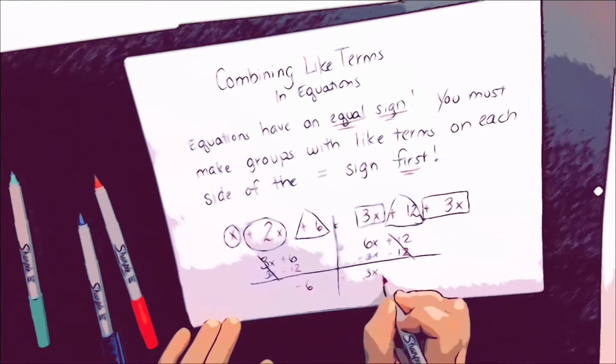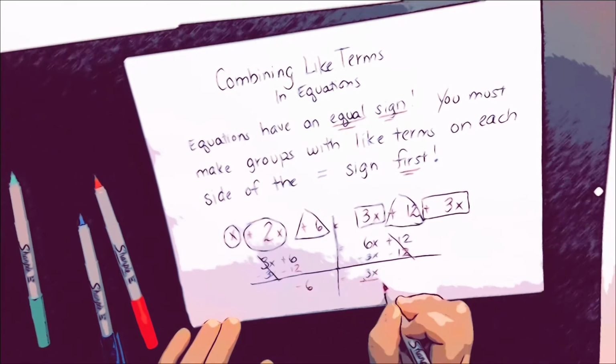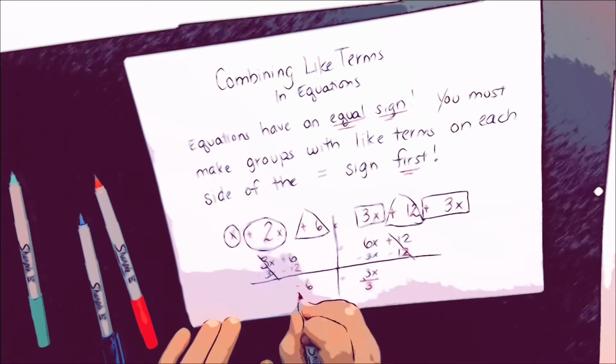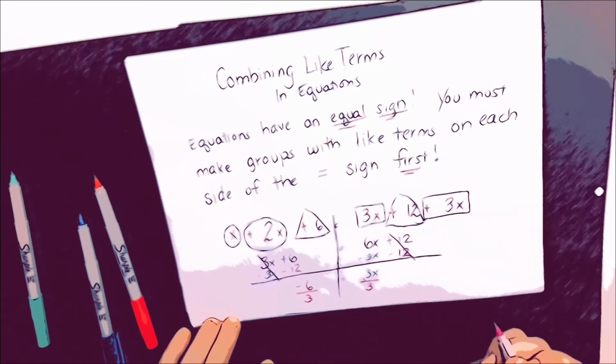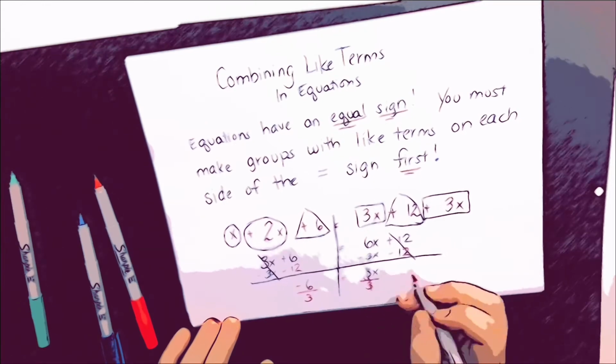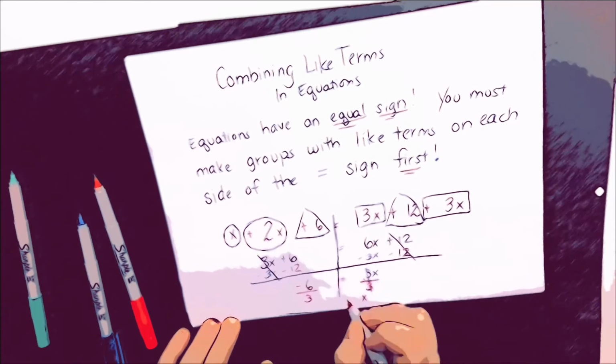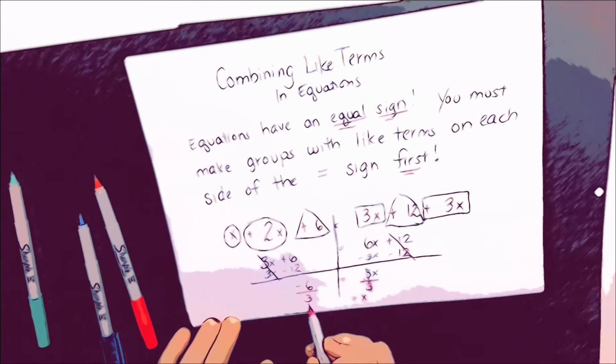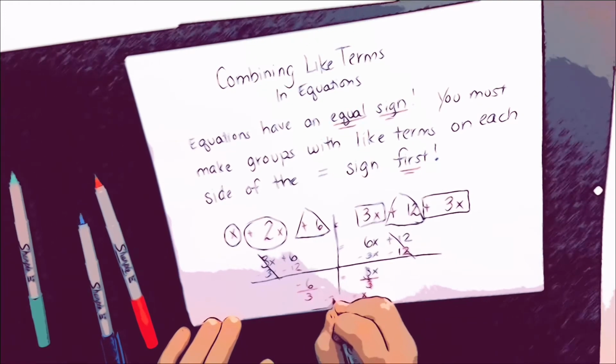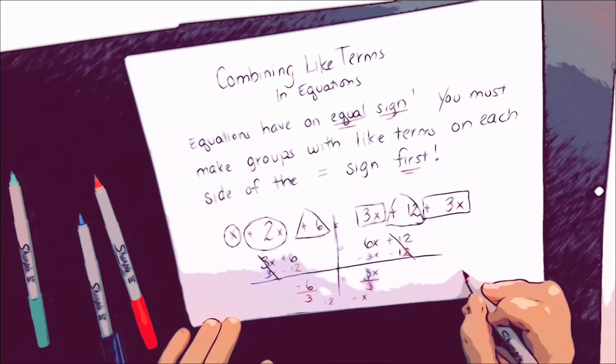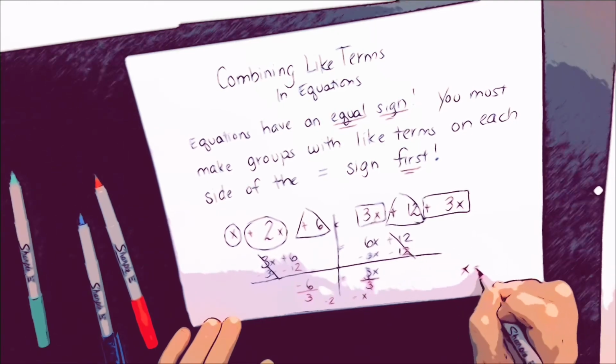This is telling me 3 times x. The opposite of times is division. So I'm going to divide on both sides by 3. 3 divided by 3 is 1. This is just 1x here. Okay, and so negative 6 divided by 3 is a negative 2. And so my answer is x is equal to negative 2.